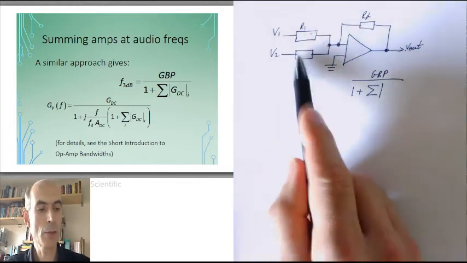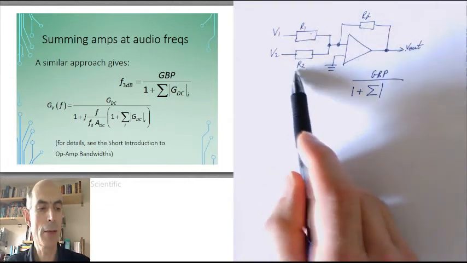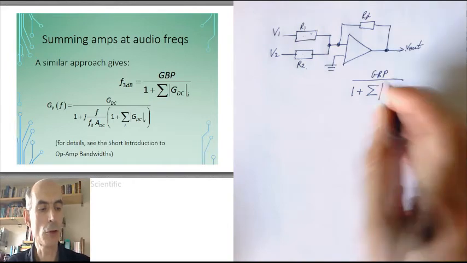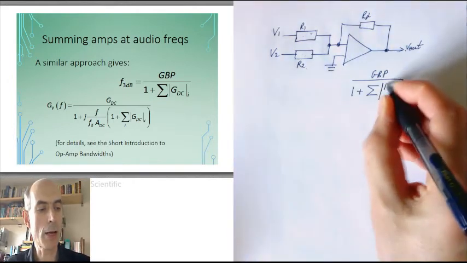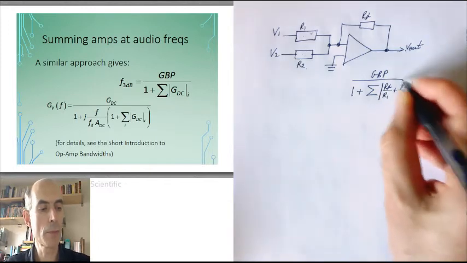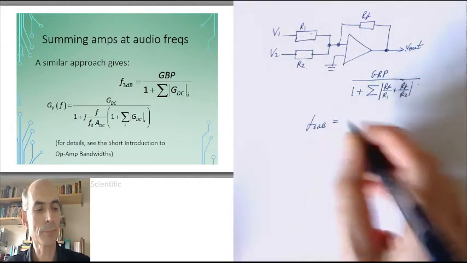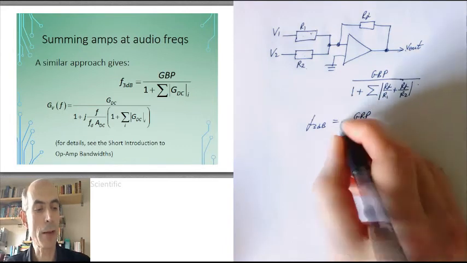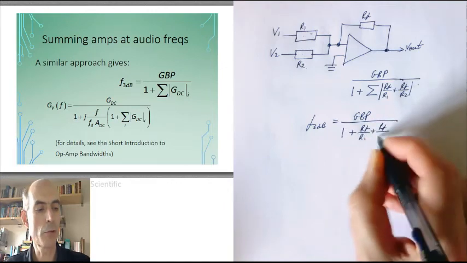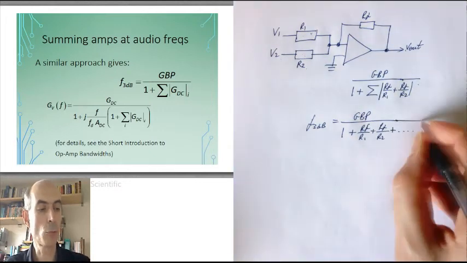So in this case here, with two inputs, one of which has a gain of RF over R1 times minus 1, and the other one has a gain of RF over R2 times minus 1. The modulus of those two would be RF over R1 plus RF over R2, and we would just end up with a 3 dB bandwidth which was the gain bandwidth product of the op-amp divided by 1 plus RF over R1 plus RF over R2. And if you had more inputs coming into your summing amplifier, you'd just have more terms down there.